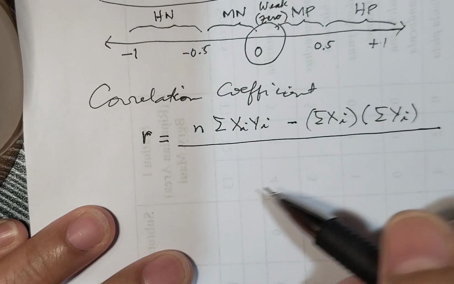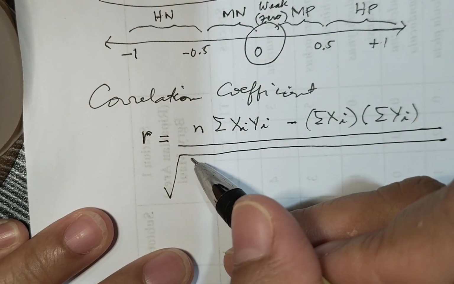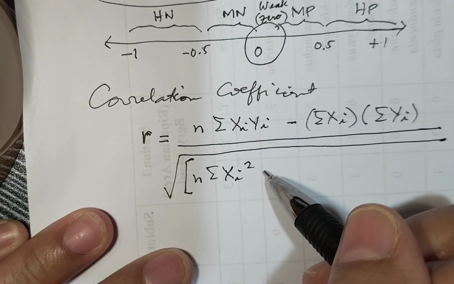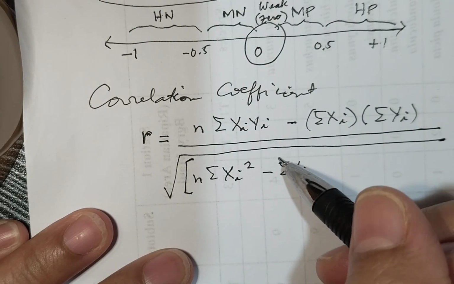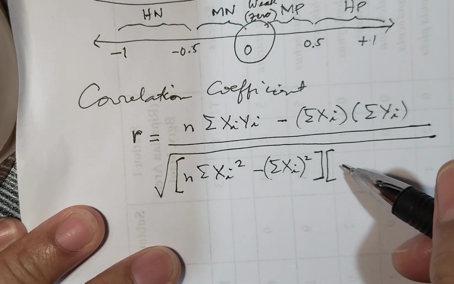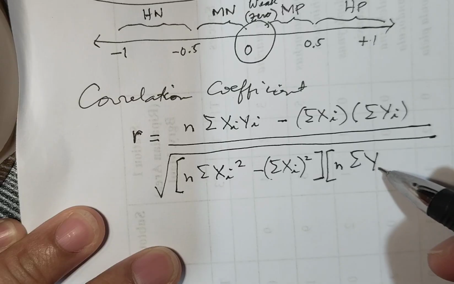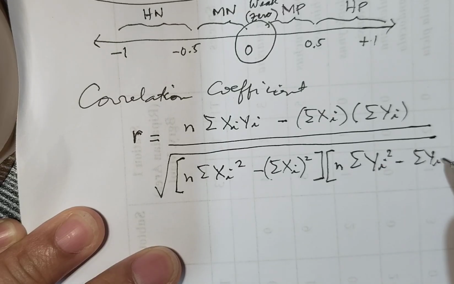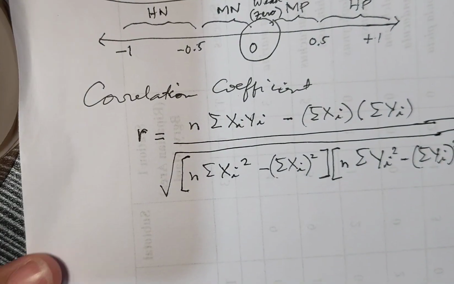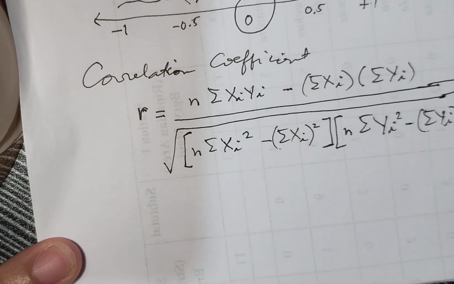Okay, all over, we have the square root. The first factor here, we have n times summation of x sub i squared, minus summation of x sub i quantity squared. And the second factor under the square root, we have n times summation of y sub i squared minus summation of y sub i quantity squared. Okay. Let's have, now your data.